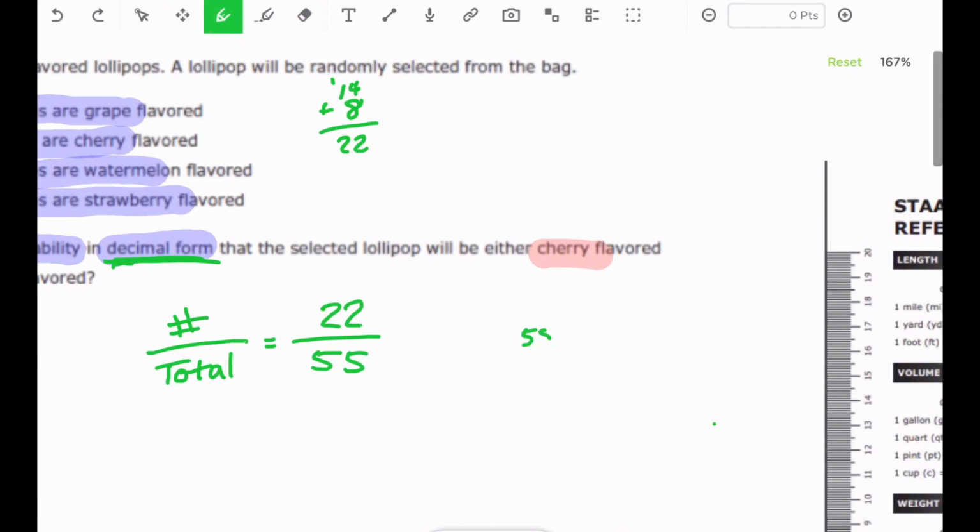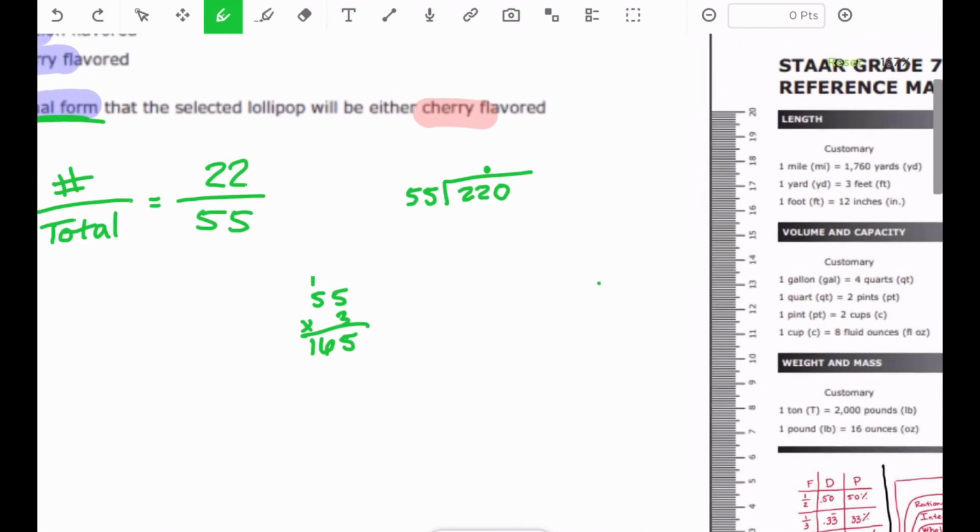So 55 cannot go into 22, so I'm going to add a decimal and a 0. Now, I don't know exactly how many times 55 can go into 220. I'm just going to guess and start multiplying, maybe by 3. That gives me 15, carry the 1. That's 15 again, plus 16. Okay, so that's too little. Maybe multiply by 1 more.